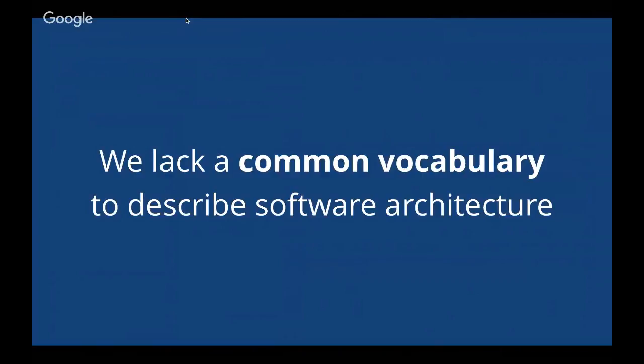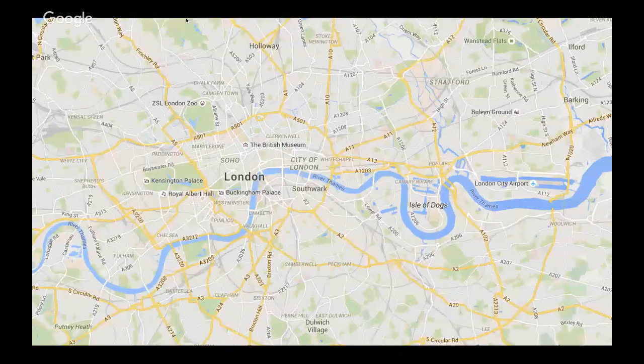To step back even further, we need to really go back to think about vocabulary. And it turns out even now in 2018, we don't really have a common vocabulary to describe software architecture. Now, this potentially sounds like a bit of a crazy thing to say, but let me just run you through a couple of quick examples.